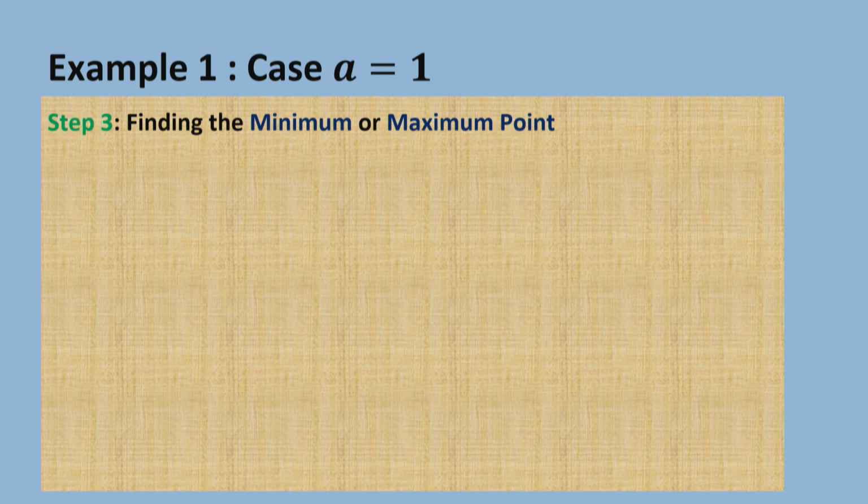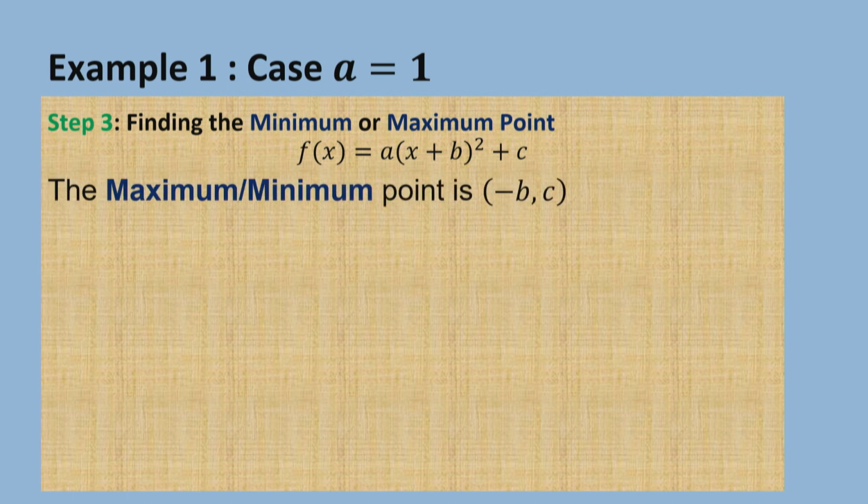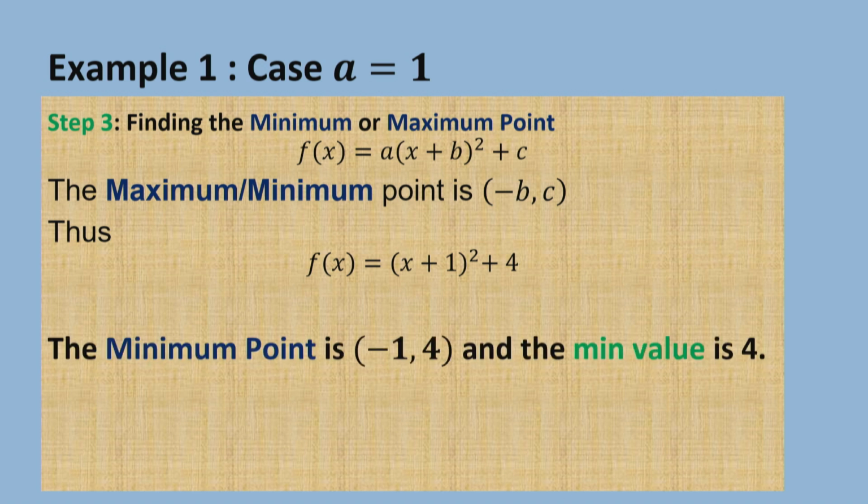So the minimum or the maximum point of this function will simply be minus b and c, right? So in our function that you have worked out with me, that is f of x equal to x plus 1 to the square plus 4, the maximum or the minimum, remember, a was positive, so we have a minimum point. So the minimum point will be minus 1, 4, and the minimum value is simply 4.